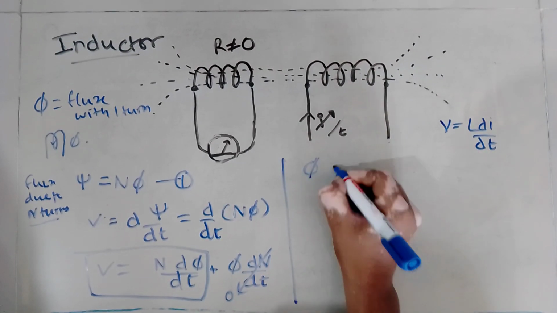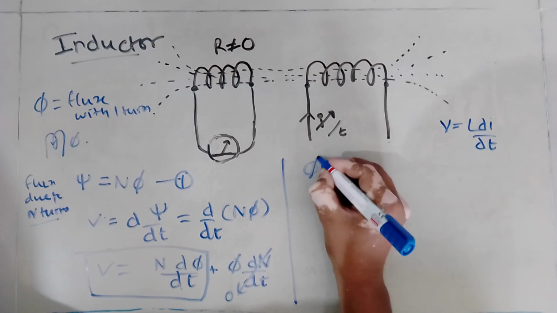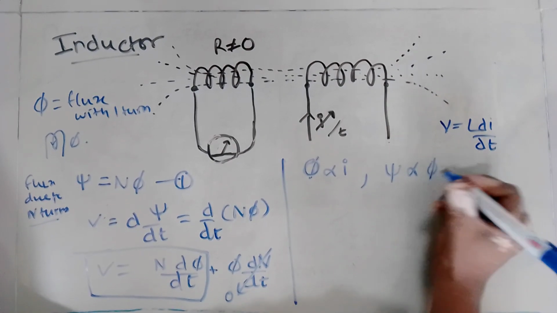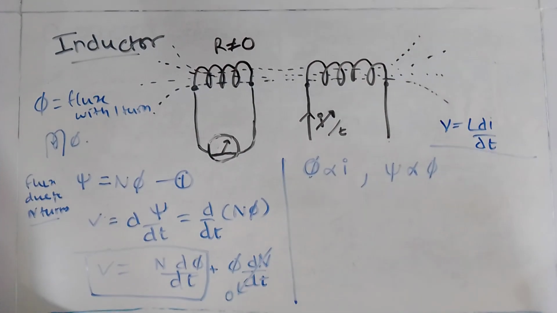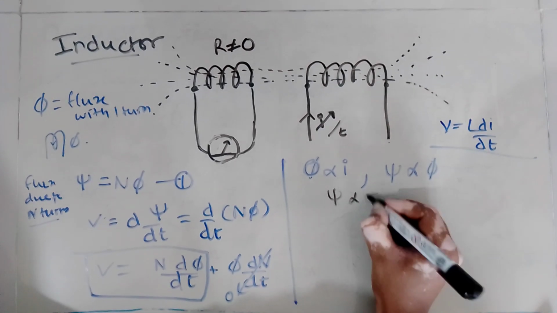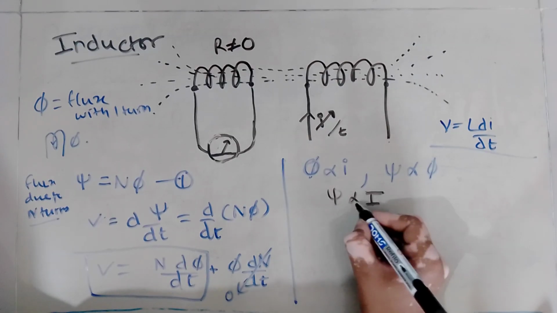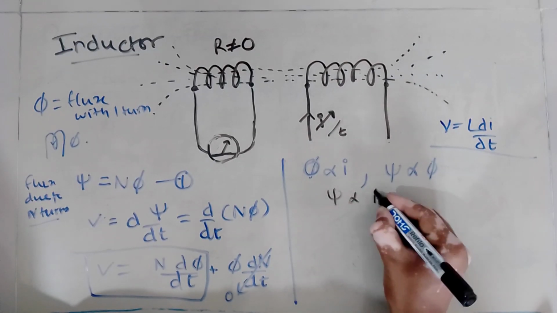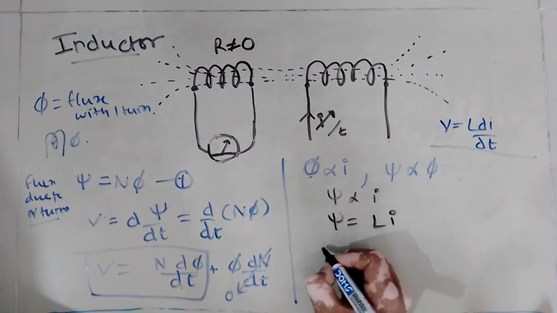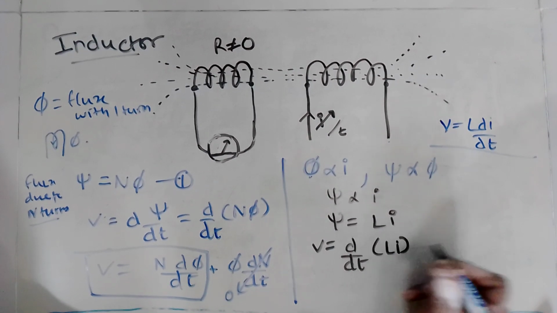Now since phi is proportional to I, because when we are changing the current, we are basically changing the flux, and we know that psi is proportional to phi, this means that psi is also proportional to I. And since we remove this proportionality sign, I will take a small L into I, which also says that V is equal to d by dt of L i.